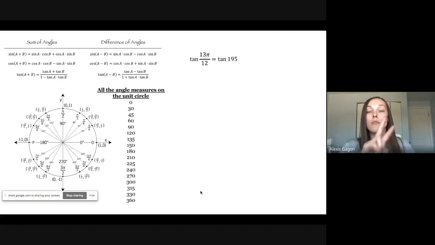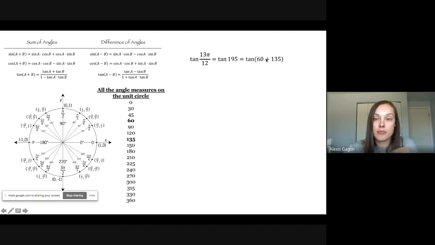So we need to find two measures that will add up to give us 195, which I did 60 and 135. You could have done 150 and 45. There's lots of different ones that you could have done. Okay. So then here, this is going to be tangent of 60 plus 135, which means I'm using this right here. So I need to figure out what the tangent of 60 is, what the tangent of 135 is, and that's the only things I need.